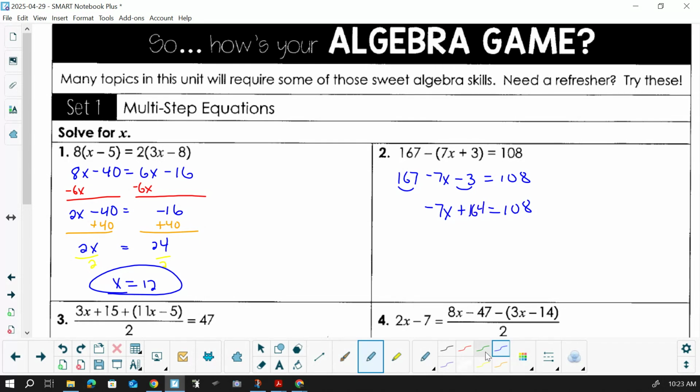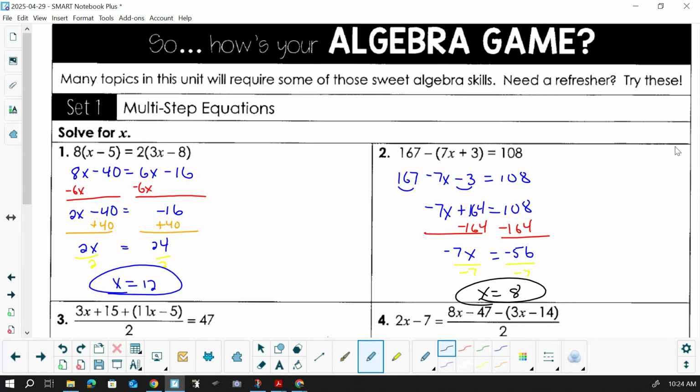We're going to subtract 164 from both sides. And we get 108 minus 164 is negative 56. Negative 7x. Divide both sides by a negative 7. I think that's 8, isn't it? X equals positive 8.